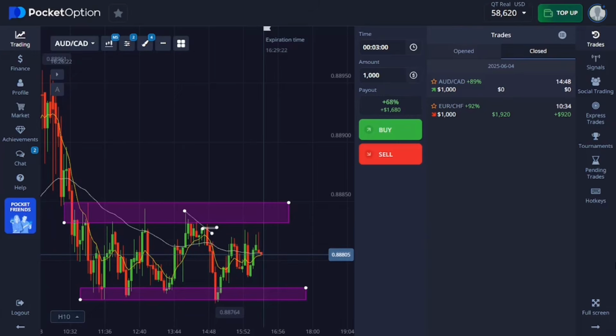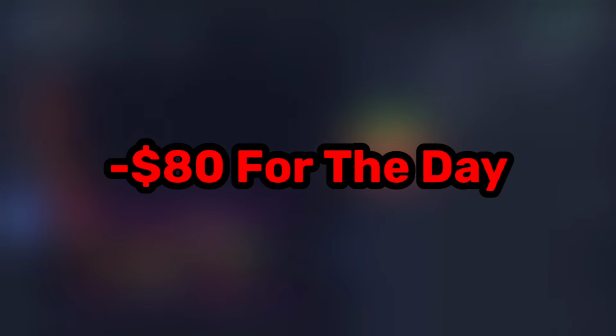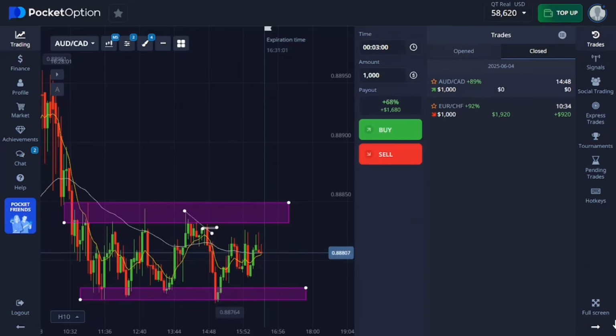So we managed to open 2 trades. One, the first trade on Euro CHF, we made about $920. But we ended up losing the second trade on AUD CAD, losing $1,000, which means I lost a total of $80 for the day. Like I told you guys, losing is part of trading, and I'm open about that. I'm happy to show my losses because it's part of the game.